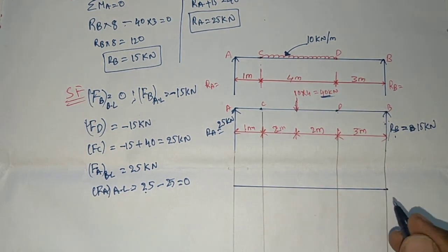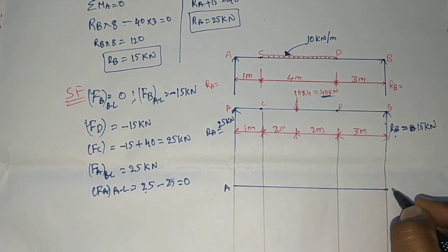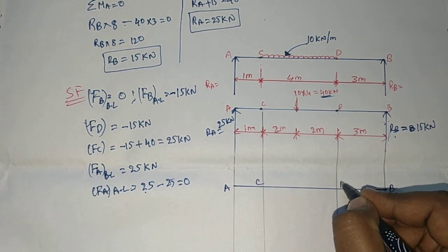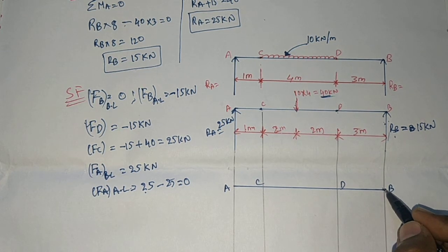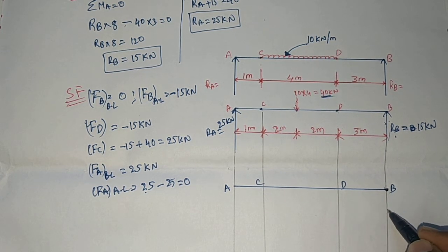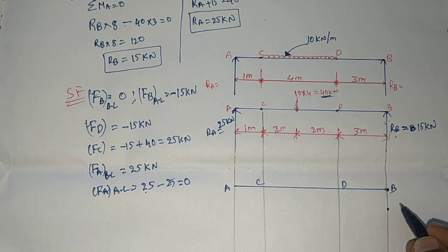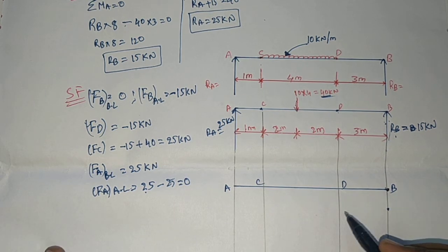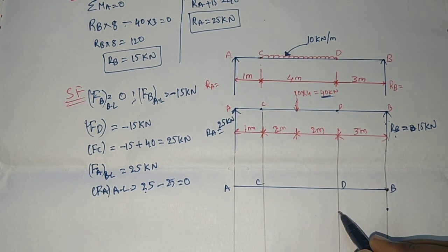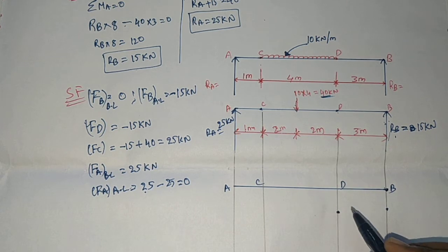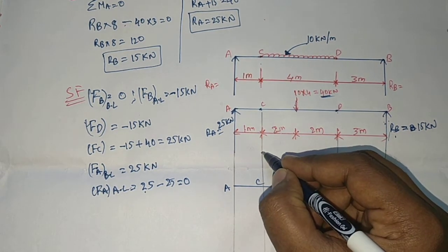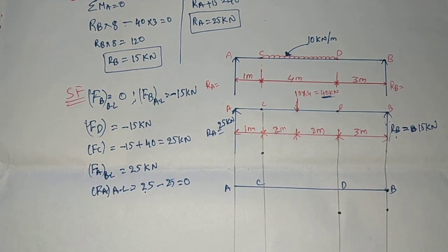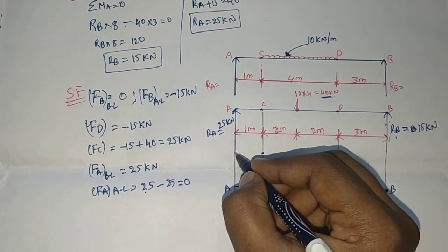Okay, next give the notations A, B, C and D. Okay, at point B before load is 0. Next, after load is minus 15. Shear force at point D before load is minus 15. Next, shear force at point C is 25.